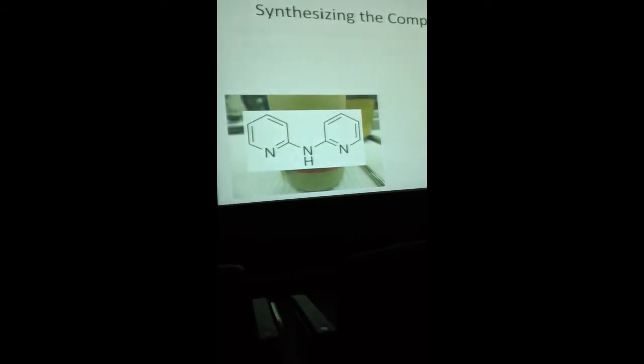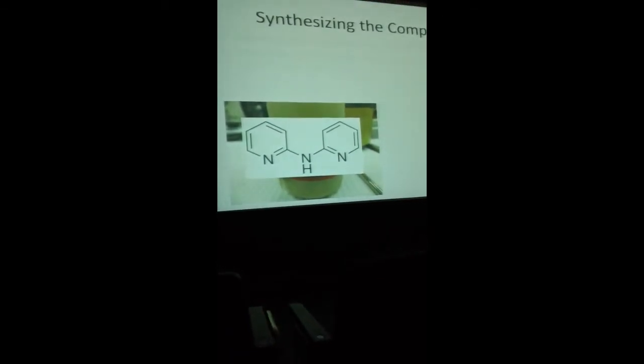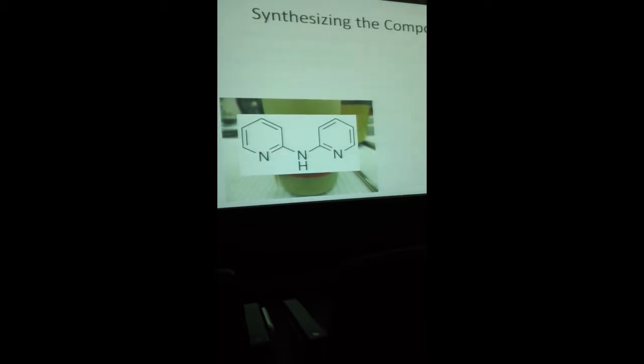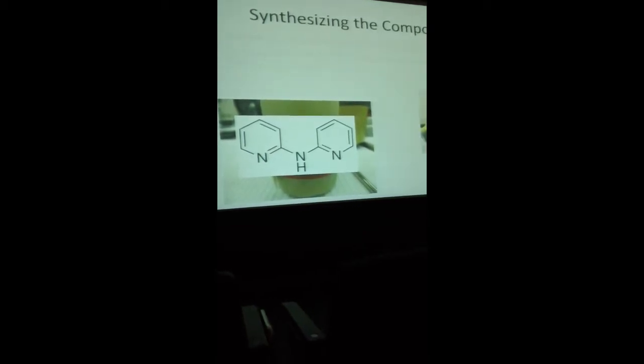So my DPN looks like this. This is one of the ligands, or the molecules that binds to copper, and the other one was DPK, and it looks like that. And you can see that they're very similar looking, or similar in structure.